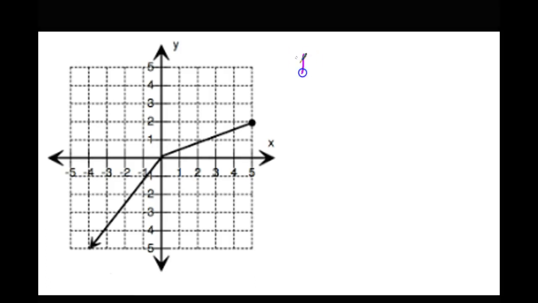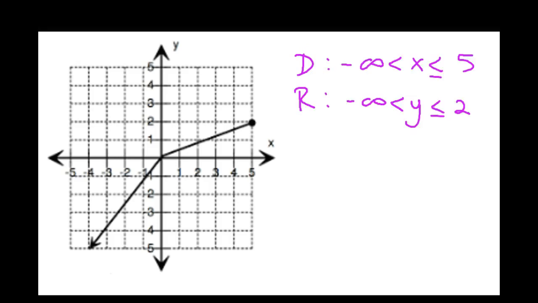All right. I want you guys to do the domain first. Do your domain. So x could be anything from negative infinity up to 5, and range could be anything from negative infinity up to 2. The highest point is 2, and the furthest point to the right is 5.